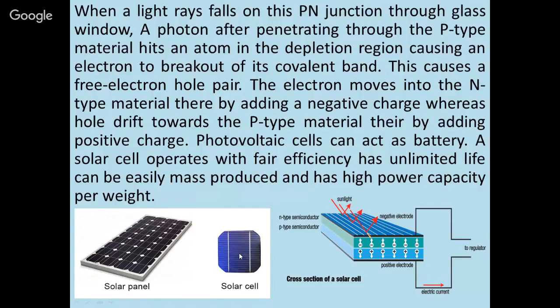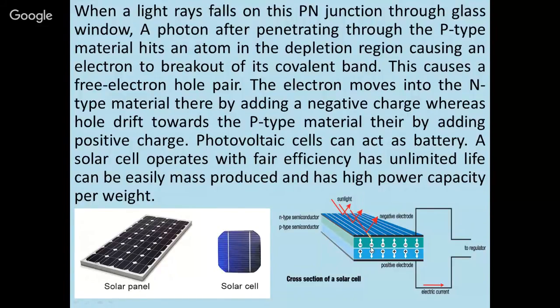In the market we have different panels, an 18 volt panel, a 230 volt panel, and many other panels are available, and these panels are constructed using only solar cells, and each cell produces only 0.5 volts. How does it work? When a light ray falls on this PN junction through a glass window, a photon, after penetrating through the P-type material, hits an atom in the depletion region, causing an electron to break out of its covalent bond.